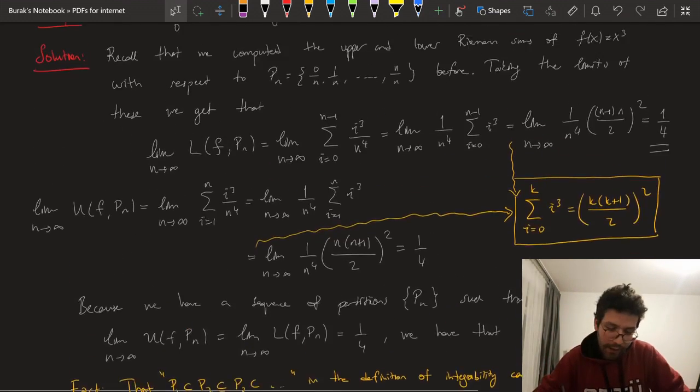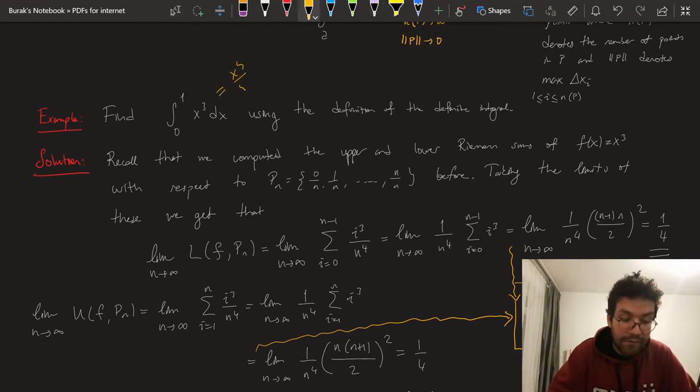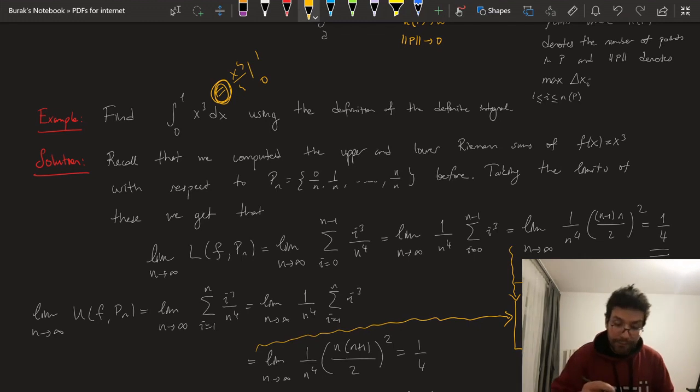It's 1 over 4. Now, all of you learned how to compute integrals in high school, and you computed this directly as well. This is x to the power 4 divided by 4 from 0 to 1. It's 1 over 4. So I already knew that. Why did he do this? Well, because this fact is the fundamental theorem of calculus, and it's not obvious. It's not something that comes for free. We have to work for that, okay?